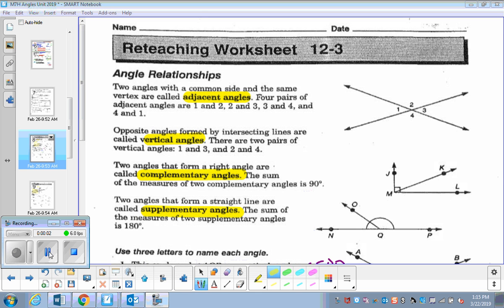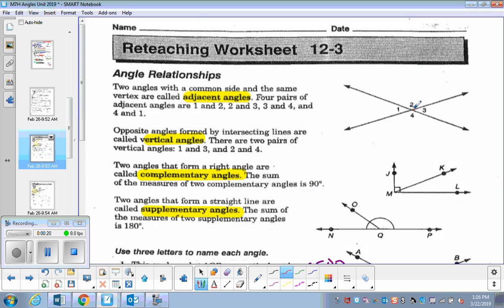So in this video, we're just going to review the different types of angles that you've learned about in the last video, and then we're just going to practice with them. And so first, we've got that adjacent angles are angles that have a common side and the same vertex. So for example, 1 and 2.